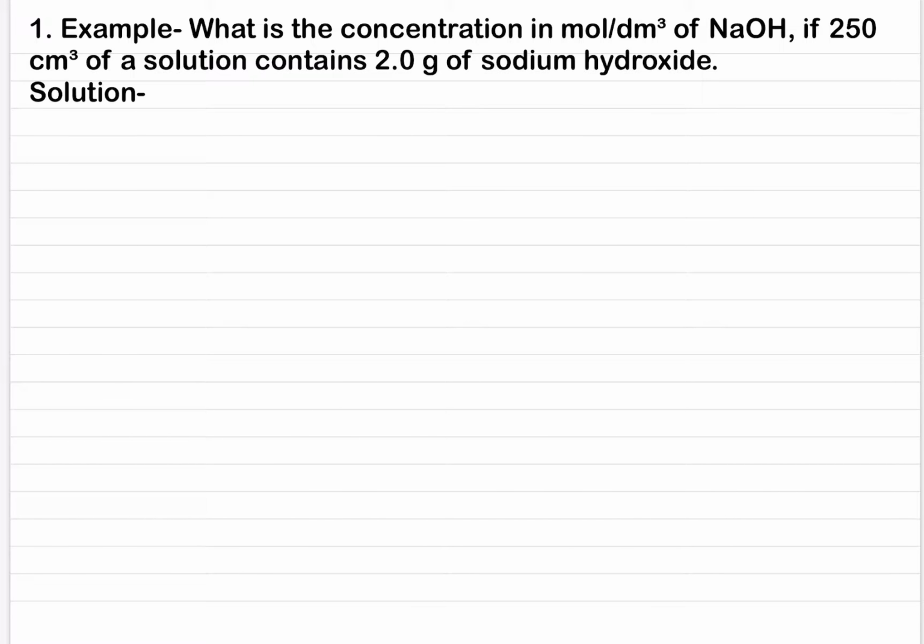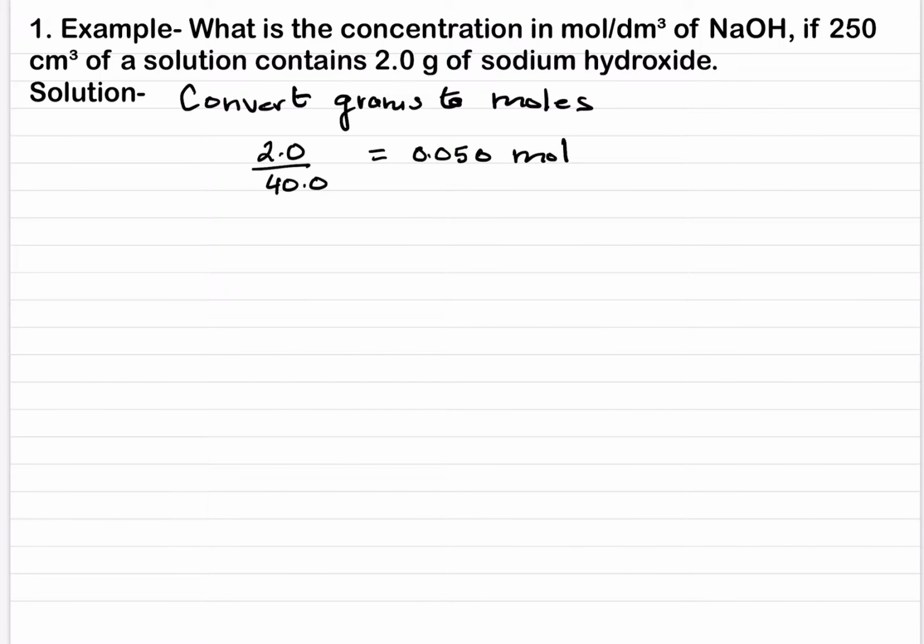So let's solve it. The first thing that we have to do is we have to convert grams to moles. So here we have 2.0 gram of sodium hydroxide. So let's convert it to moles. 2.0 divided by 40, that is the molar mass of sodium hydroxide. That will be equal to 0.050 mole of sodium hydroxide. So now we have got the moles of sodium hydroxide.